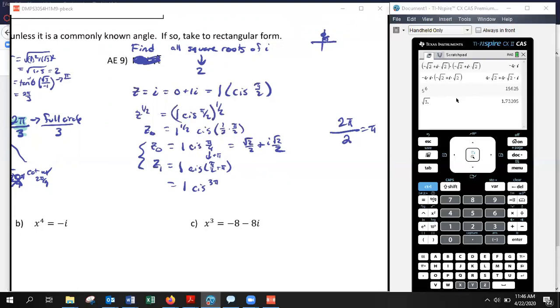And I have a few distractions going on here, so my apologies. This actually should have been pi over 4. So when I add pi, that ends up giving me 5 pi over 4. So we have negative square root of 2 over 2, because that is the cosine of 5 pi over 4. And it's not plus, it's minus i sine of 5 pi over 4.